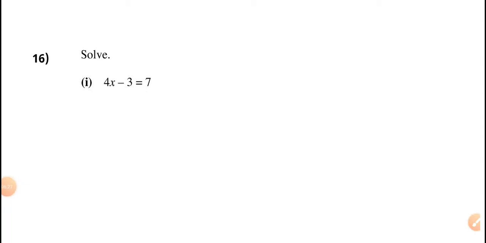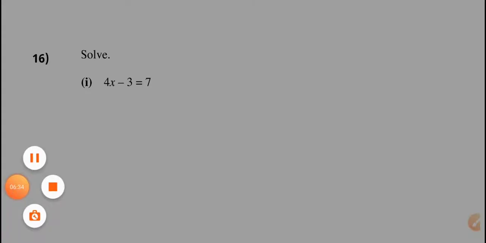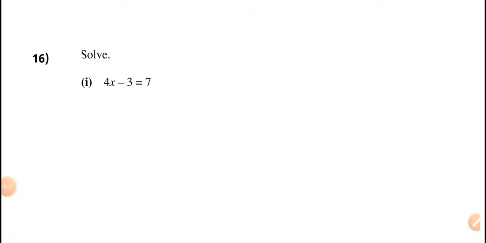Question 16. Solve 4x minus 3 is equal to 7. We want the x on its own. We want to solve for the value of x. So what we have to do is get rid of the minus 3 first. How do you get rid of minus 3? We have to add 3 to both sides. So what's 7 add 3? It's 10. The minus 3 and the plus 3 cancel out, leaving us with just 4x.